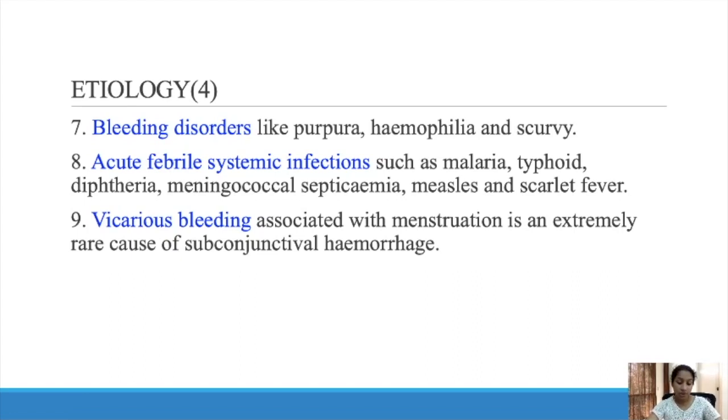So which are the causes? There will be trauma that is direct to the conjunctiva, or association with conjunctivitis, inflammation of the conjunctiva, or due to vascular diseases, or due to fragile capillaries, or due to bleeding disorders and febrile systemic disorders, or along with menstruation. All these conditions can be associated with subconjunctival hemorrhage. So these are the causes for subconjunctival hemorrhage.